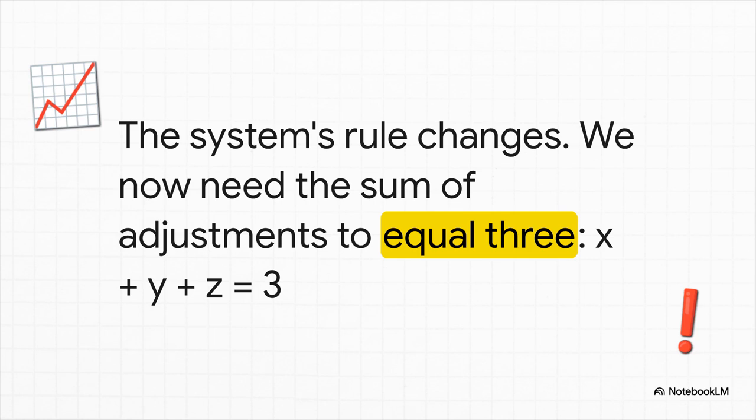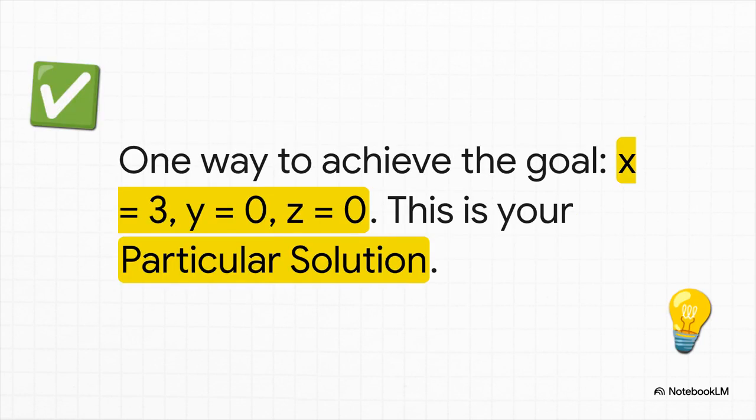We're not trying to keep things at 0 anymore. Now, whatever adjustments we make to steam, fuel, and air, they have to add up to 3. The goalposts have officially moved. So what's the simplest way to hit that new target? Well, you could just crank the steam valve up by 3 and leave the other 2 alone. Boom. x equals 3, y and z are 0. It works, it gets the job done. That one single direct fix, that's what we call a particular solution. It's just one specific way to solve the problem.